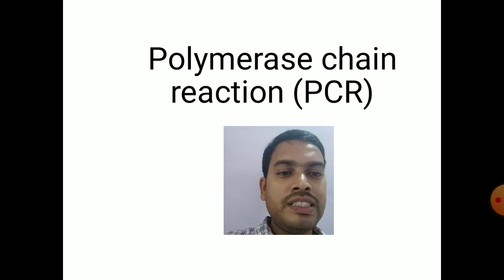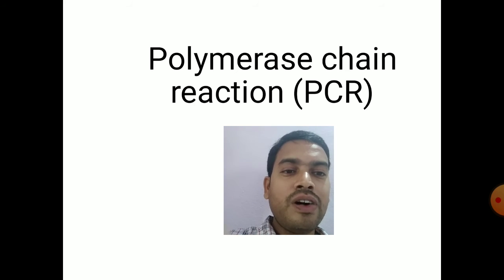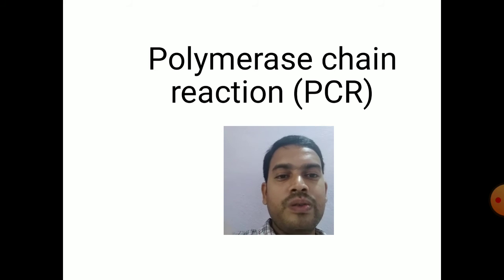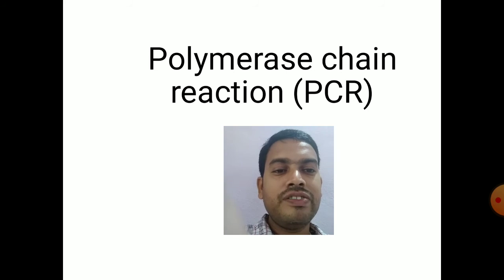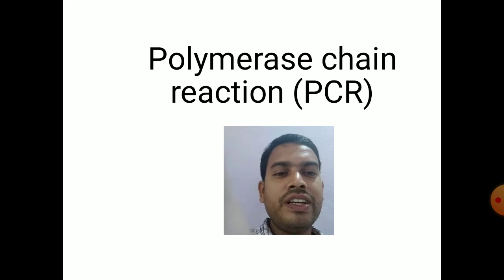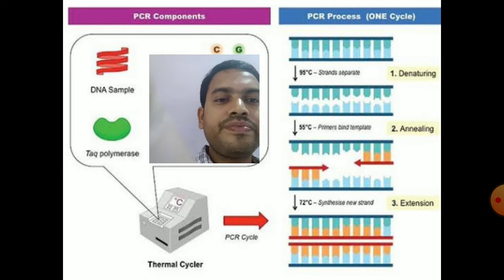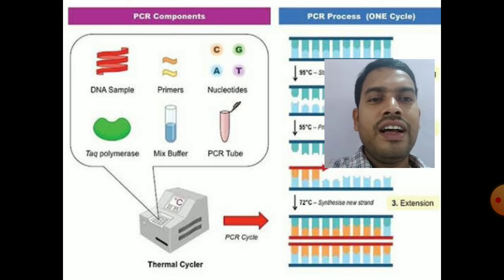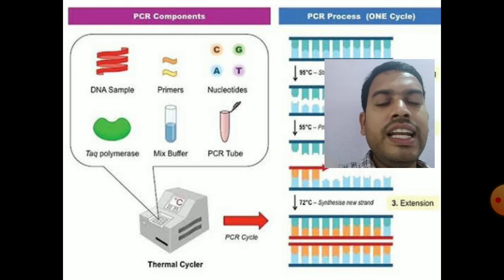After the invention of polymerase chain reaction, the sample molecules are amplified and you can perform as many experiments as you want. The polymerase chain reaction is used especially for the amplification of DNA molecules n times. Sometimes it is used for the amplification of RNA molecules also, but it is exclusively used for the amplification of DNA molecules.